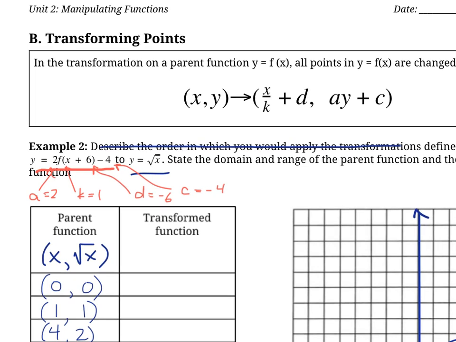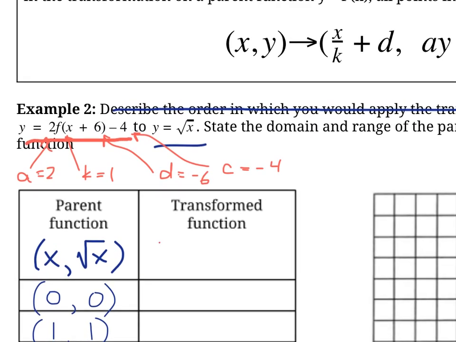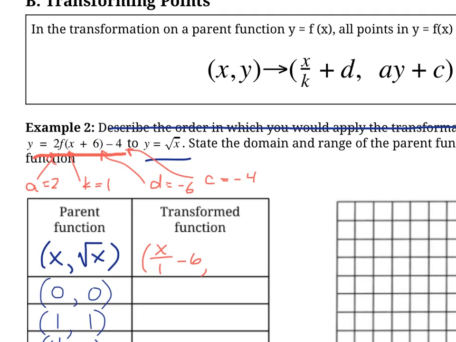Now, we can use this point mapping in order to find out what our transformed function is going to be, because when we plug in a value of x, it's going to be transformed by x over k plus d. So here, I can write what that new x value is going to be. It's going to be x over k, which is just 1, plus d, which is minus 6, right? And then our y value is just going to be a times y plus c. So 2y minus 4. And there's our point mapping.